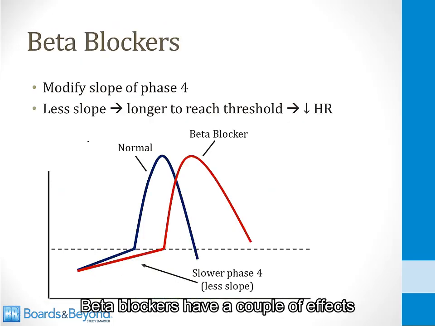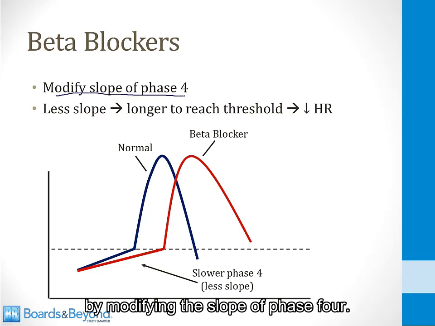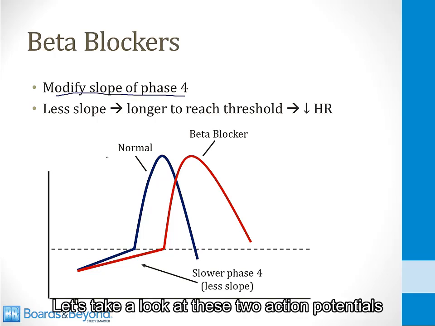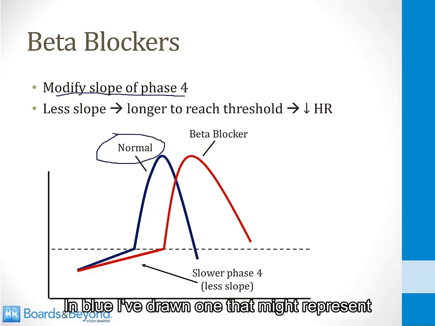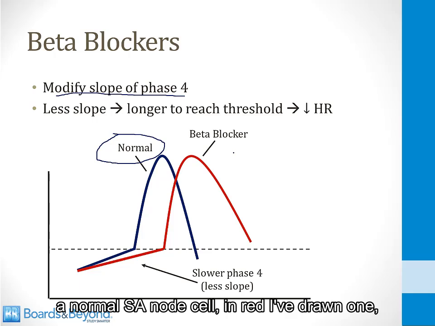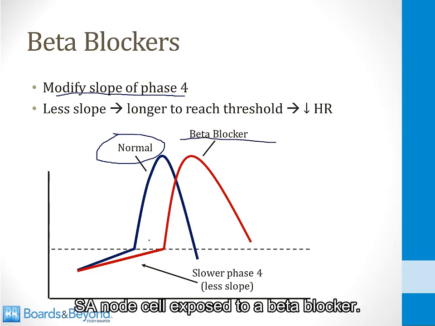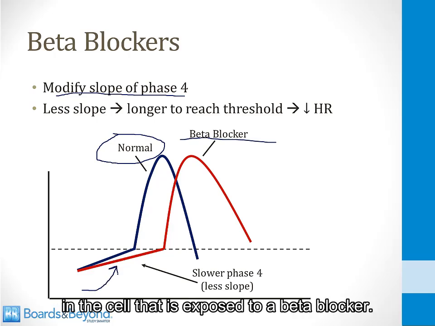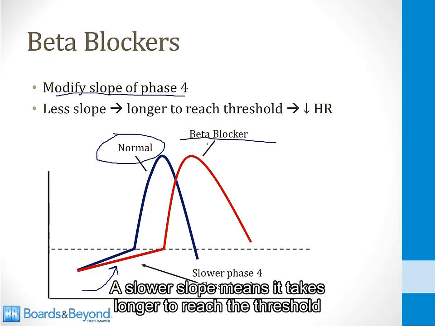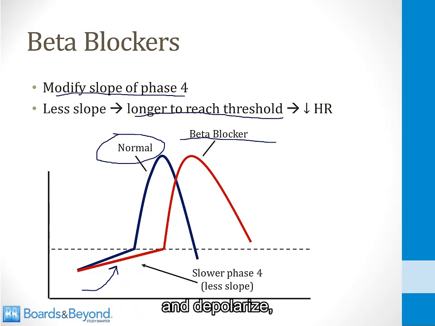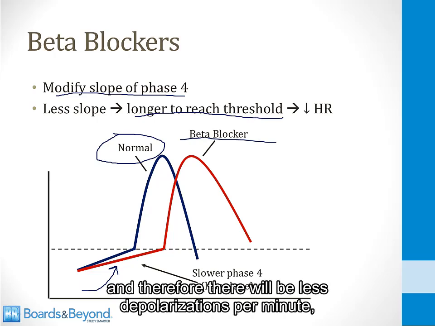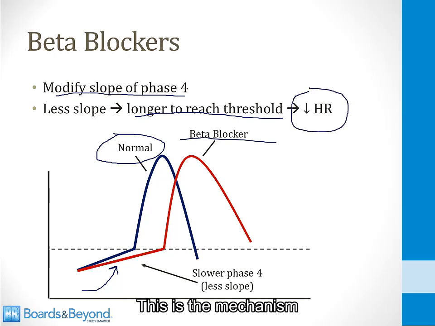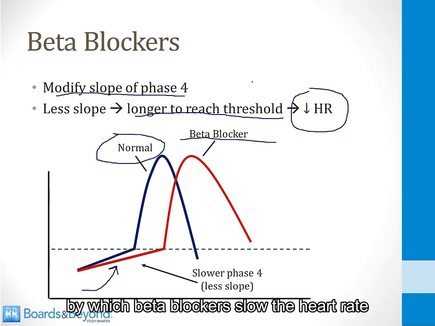Beta blockers have a couple of effects on the pacemaker action potential. They slow the sinus rate by modifying the slope of phase 4. Let's take a look at these two action potentials on the screen. In blue, I've drawn one that might represent a normal SA nodal cell. In red, I've drawn one in an SA nodal cell exposed to a beta blocker. You can see that there is a slower slope to phase 4 in the cell that is exposed to a beta blocker. A slower slope means it takes longer to reach the threshold and depolarize, and therefore there will be fewer depolarizations per minute, and this will lower the heart rate. And this is the mechanism by which beta blockers slow the heart rate by slowing depolarization of SA node cells.